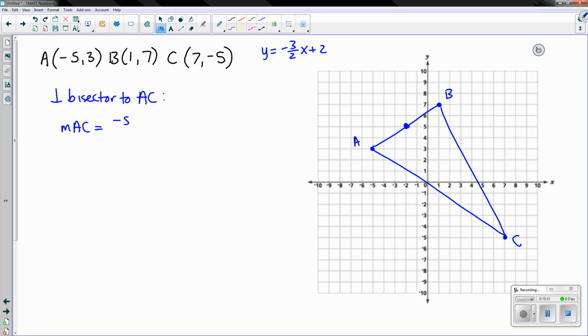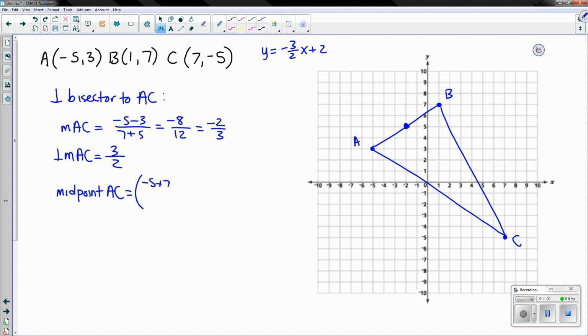We're going to do -5 minus 3 over 7 plus 5, which is our change in y. So -8 over 12, which is -2/3. So our perpendicular slope to AC is going to equal 3/2. Now we need to find the midpoint so that our line bisects that side. So the midpoint of AC: we're going to average the x's and average the y's, and we get 2 over 2, -2 over 2, so 1, -1.